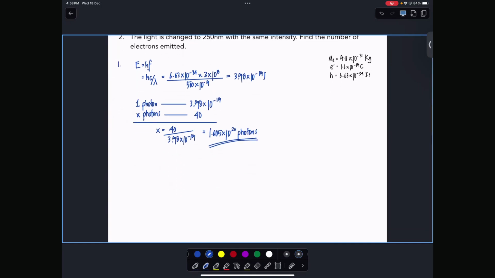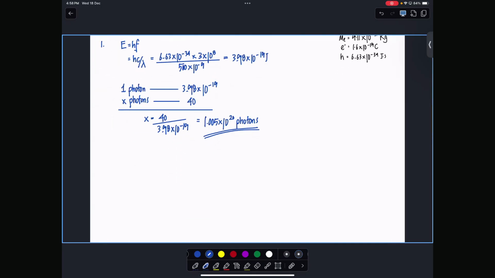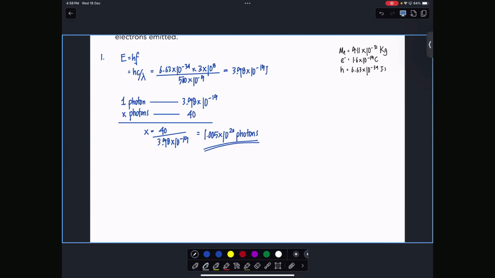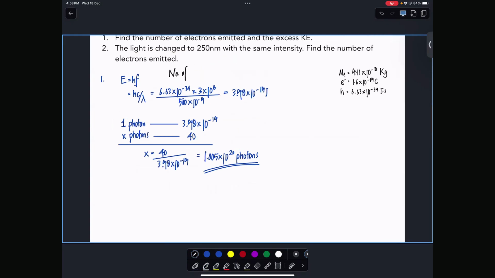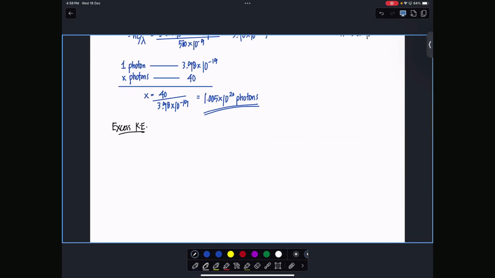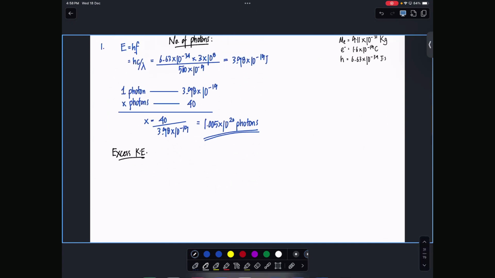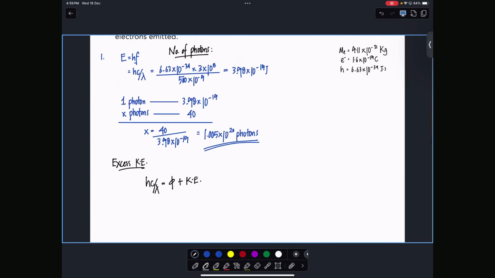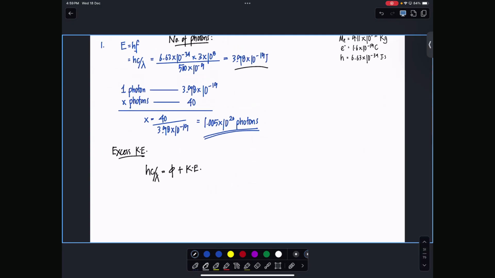Now, how to find excess K? Finding excess K is an independent question. We found the number of photons, now what about excess K? How do you find it? Yes, you just use that original formula. So this is going to be hf or hc by lambda equals phi plus K. We already found the energy, so that's going to be 3.98 into 10 to the power minus 19. What is phi?